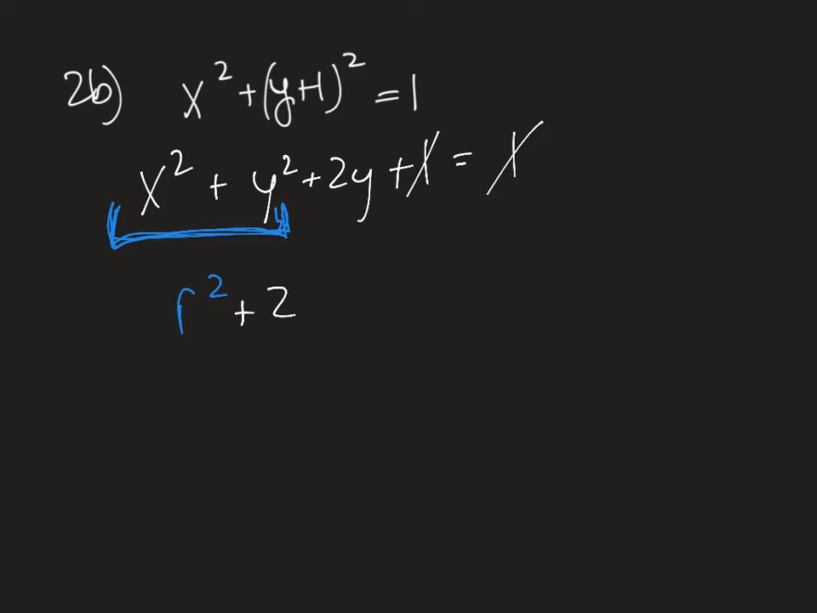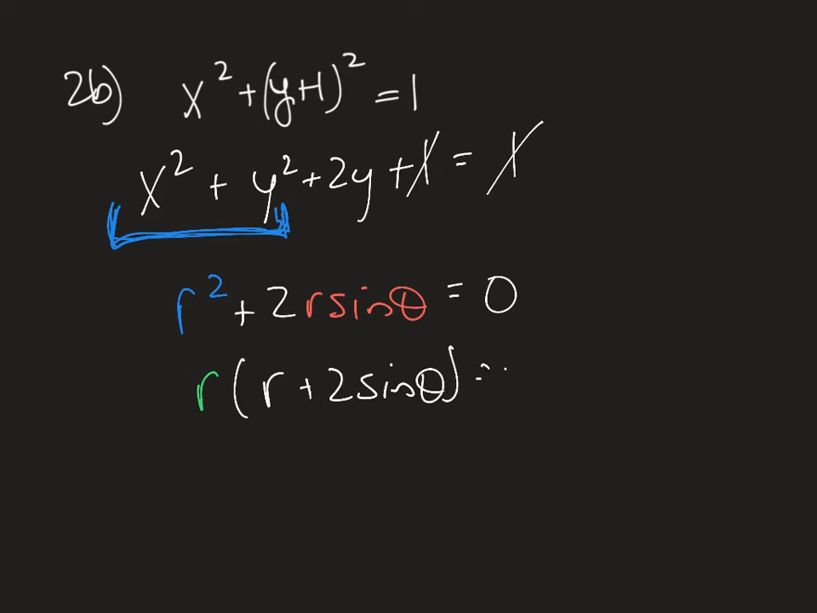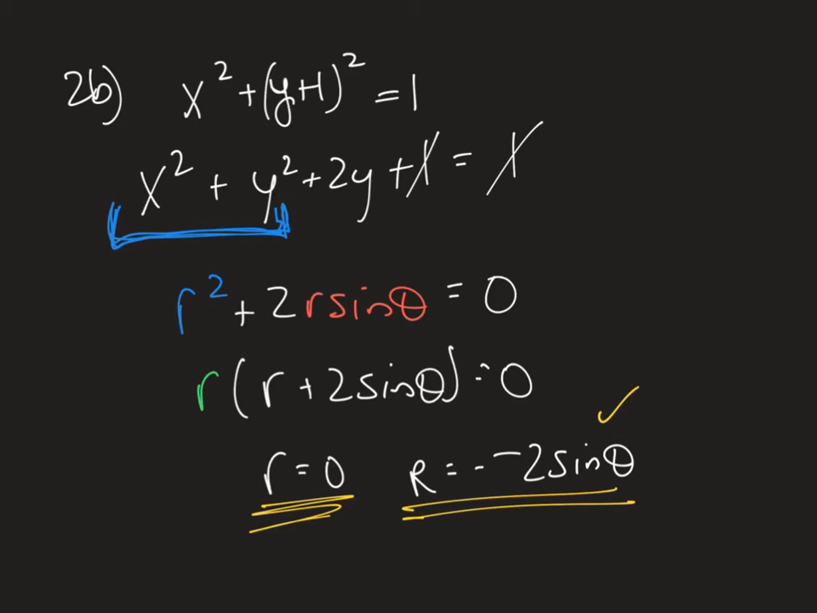So that's r squared, plus 2 times r sine theta equals 0. And so then, of course, you just factor out r again. So then you have r times the quantity r plus 2 sine theta equals 0. And so again, you have r equals 0 and r equals negative 2 sine theta. And no, I don't know why sometimes I write a small r and sometimes I write a capital R. And again, this r equals 0 is covered in the bigger equation. So you can just write that one if you want.